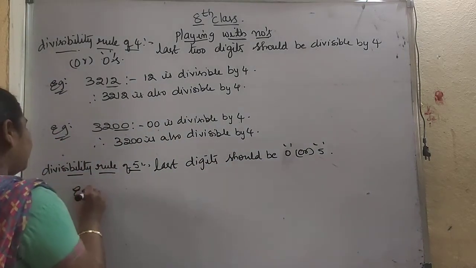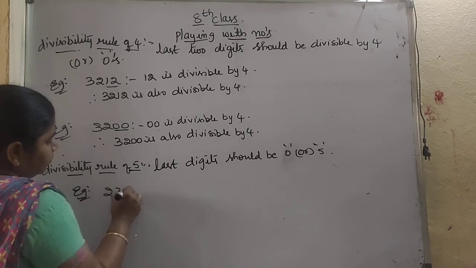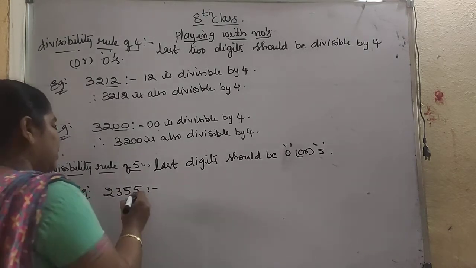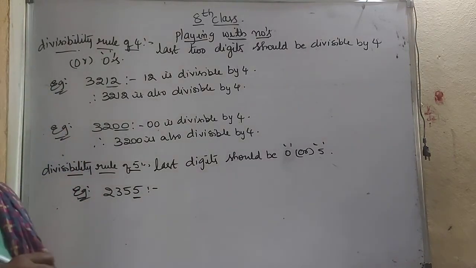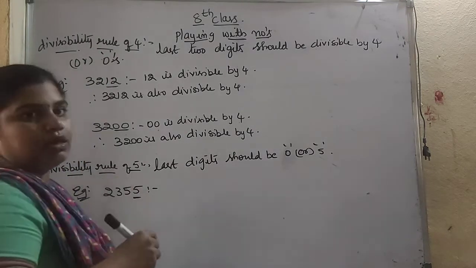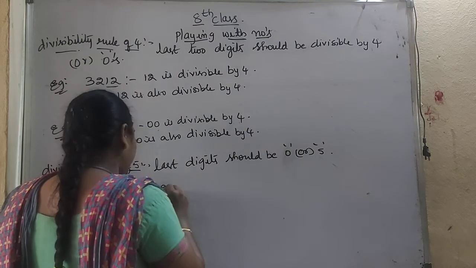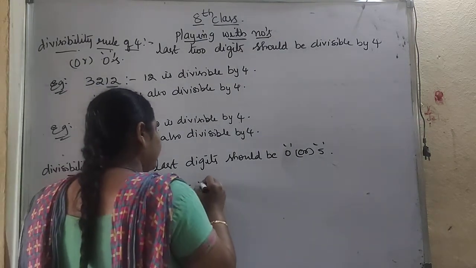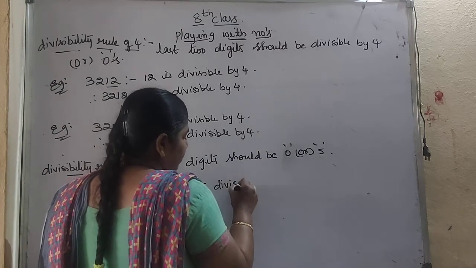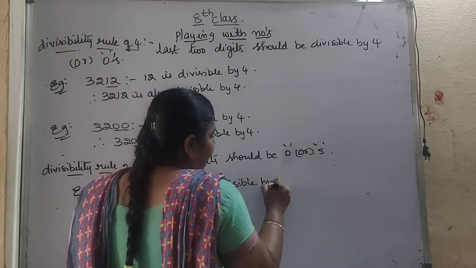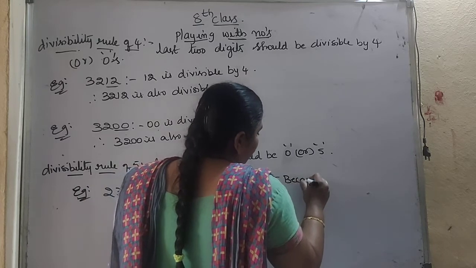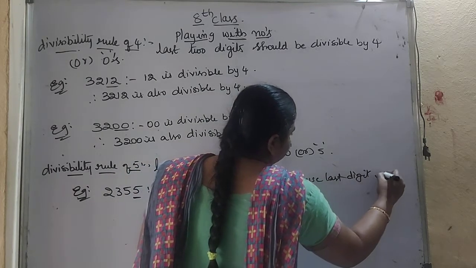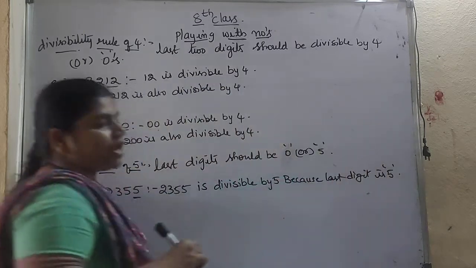So for example, we will take 2355. If you see, the last digit is 5. So you can say that it is divisible by 5. So 2355 is divisible by 5 because the last digit is 5.